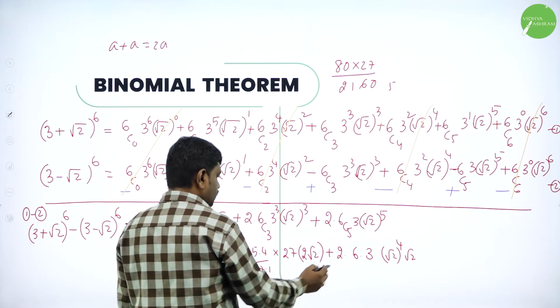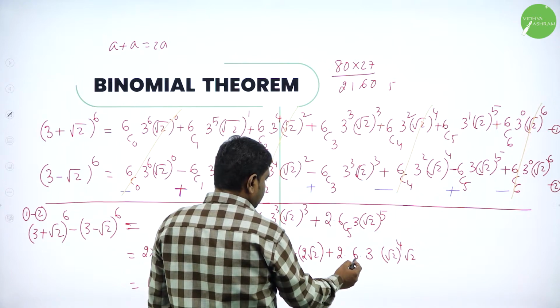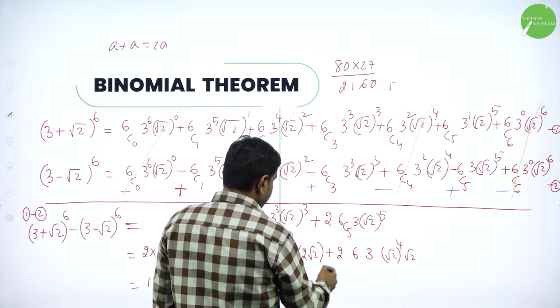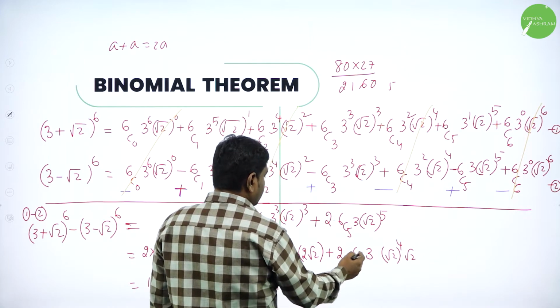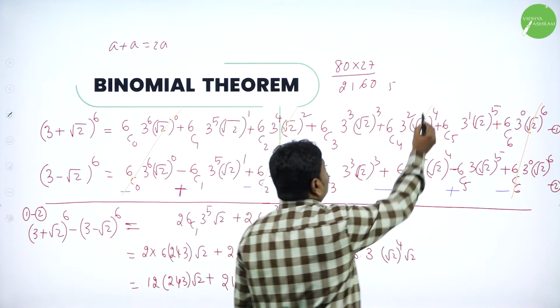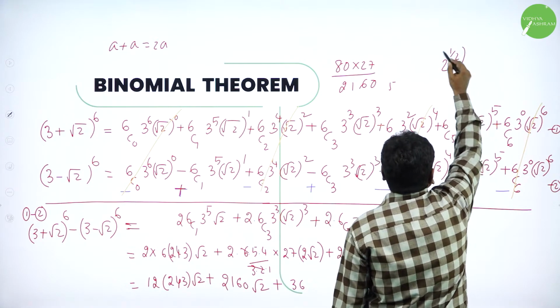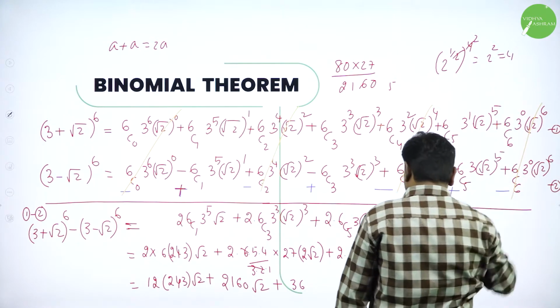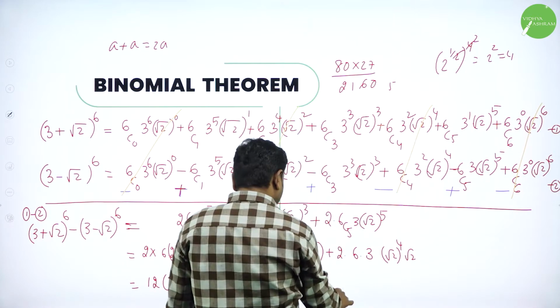Plus 2 6s are 12, 3 6s are 18 into 3, 18 into 2, 12 3s are 36. Root 2 power 4: root means half power, so power 4 can be written as 2 1s are 2, 2 2s are 4. It will become 2 square, it is 4. So root 2 power 4 becomes 4 into root 2.